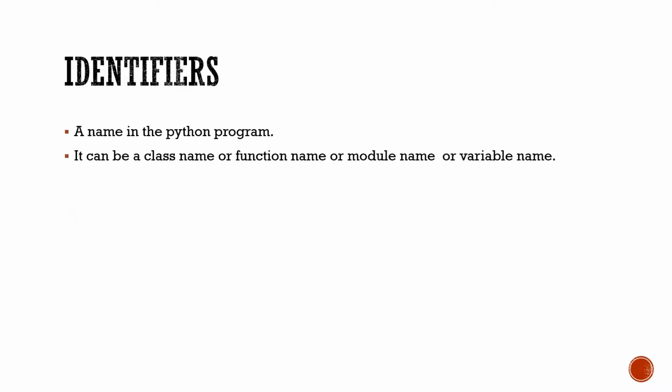Basically, identifiers are the fundamental building blocks of a program. Why are they the fundamental building blocks? Because a name can be of a class, a function, a module, or a variable. Class, function, module, we will discuss later on one by one. Today we will discuss the variable.